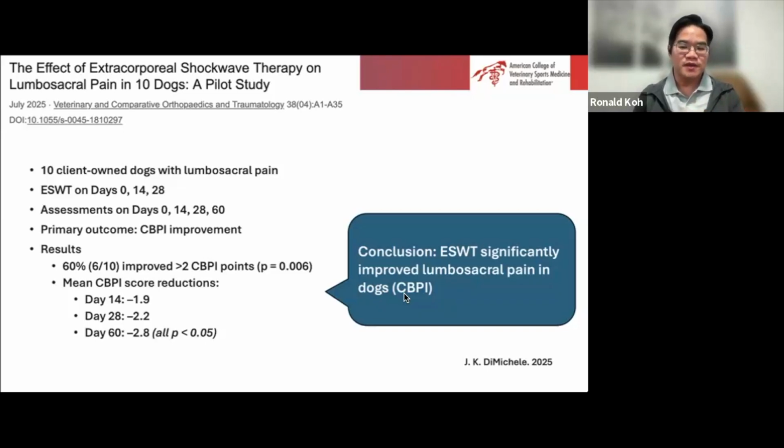All the CPI significantly drop by day 14, 28, and day 60. As you can see, at day 60, it dropped almost 3 points, which showed the most significant improvement. So again, this study concluded that shockwave significantly improved lumbosacral pain in dogs based on CBPI. Now, again, this is not specifically an IVDD case, but it kind of reinforced that shockwave does have an analgesic effect, and that might support spinal health and function when we use it appropriately.